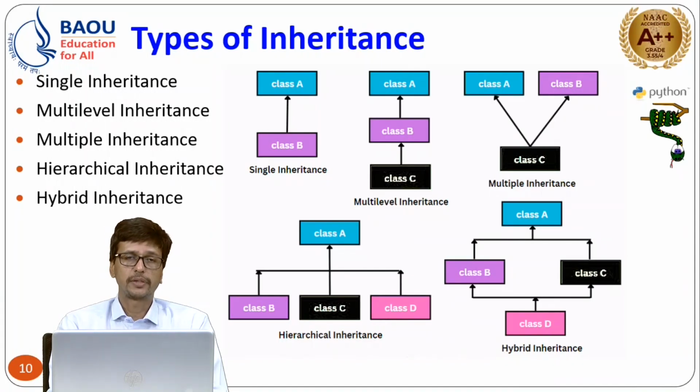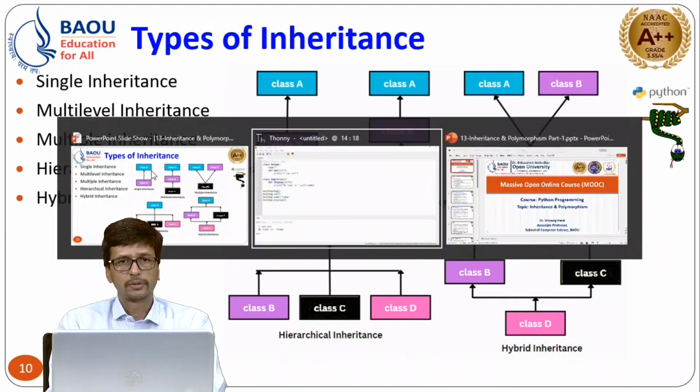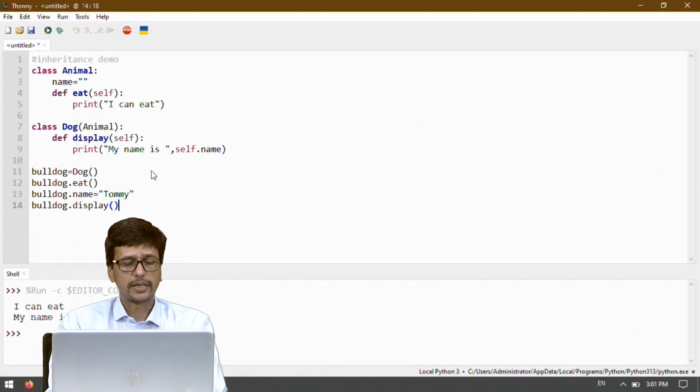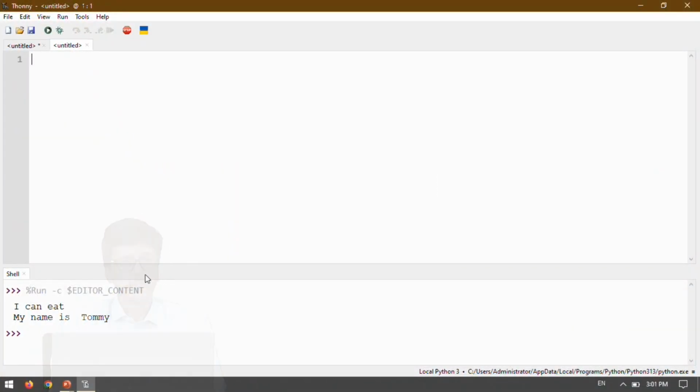We will see the demonstrations one by one, so you can get more idea. So first we are starting with the single inheritance. We can take one example so you can get more idea. The previous program output we are clearing. Now this demonstration will give you the example of single inheritance.